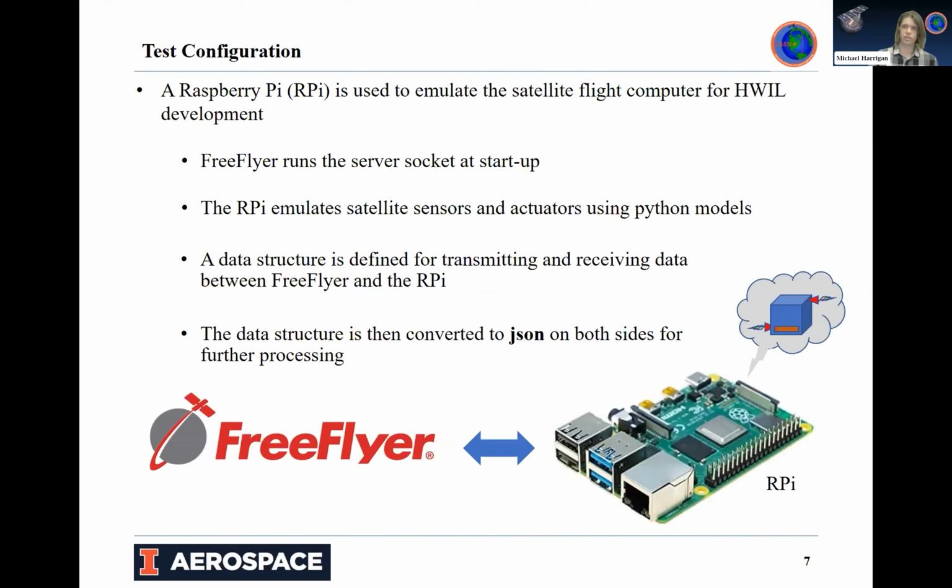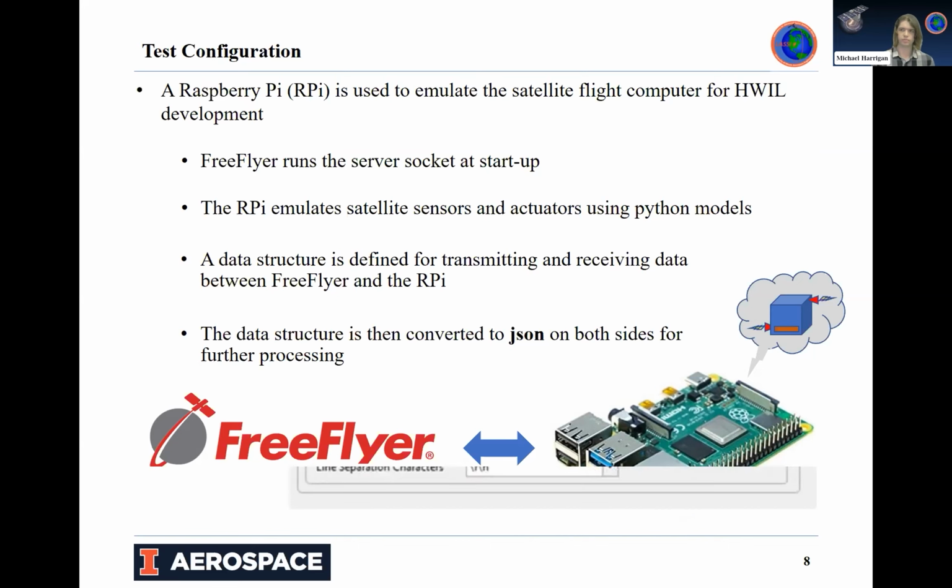In this case, instead of using an actual flight computer, we can use a Raspberry Pi to emulate the satellite flight computer. The Raspberry Pi is responsible for emulating sensors and calculating the proper control algorithms using Python. A JSON file is then passed from the flight computer to FreeFlyer, where the dynamics are calculated, and then this JSON file is passed back to the flight computer.